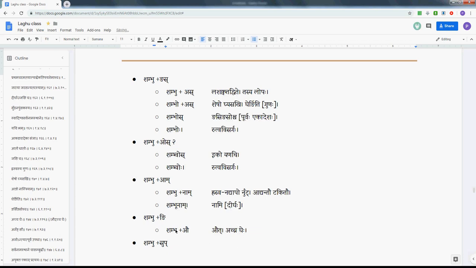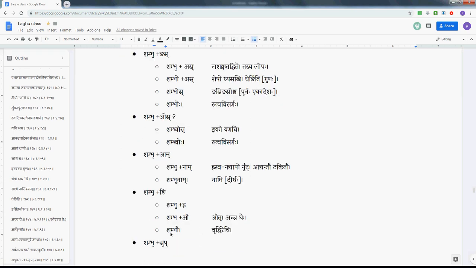So Ghi anga takes atadesha and E takes avadesha. Shambhu plus E first, and then E takes avadesha and U takes atadesha, akara. So Shambhu, then what? Vriddhirechi will give you Shambhau. Ekadesha, Shambhau. Vriddhirechi: when echi pare, vriddhi bhavati. So Ekadesha Vriddhi and Shambhau is the form.